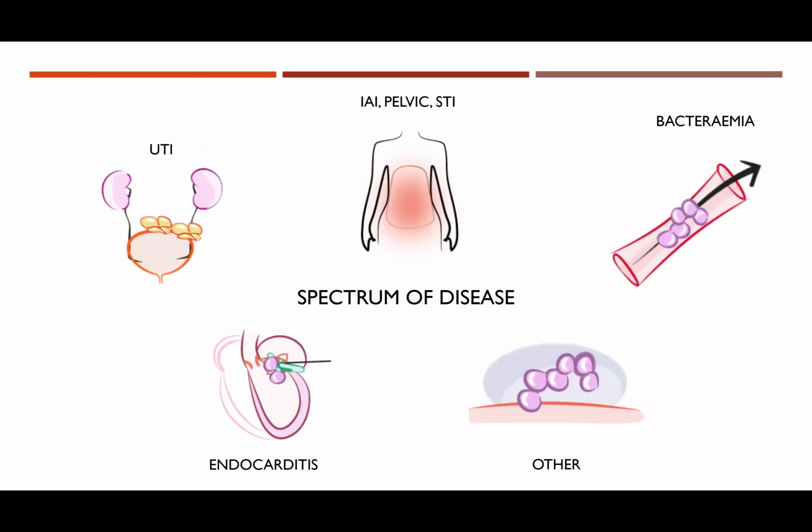Okay, so in terms of spectrum of disease, enterococci can cause quite a variety of infections, and they can include bacteremias, endocarditis, intra-abdominal infections, pelvic infections, skin and soft tissue infections. And then there are some other less commonly defined infections like septic arthritis, osteomyelitis, and even meningitis.